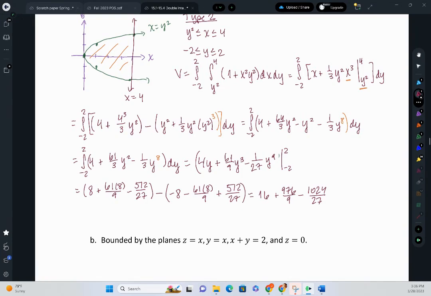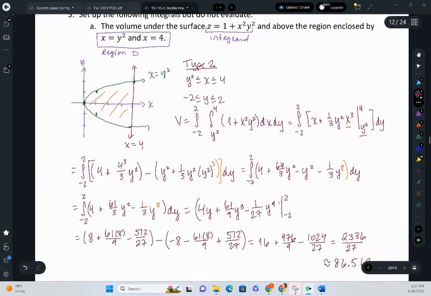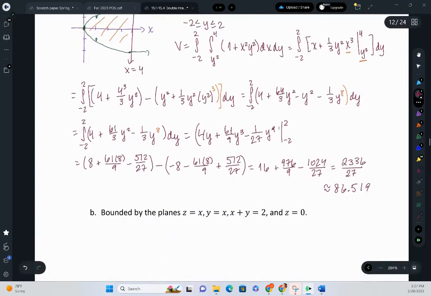16 plus 976 divided by 9 minus 1024 divided by 27. That gives me a grand total of 2,336 over 27. That's approximately 86.519 or so, okay? So that's the amount of volume under that surface and above the region that has been described. Okay, the next one.